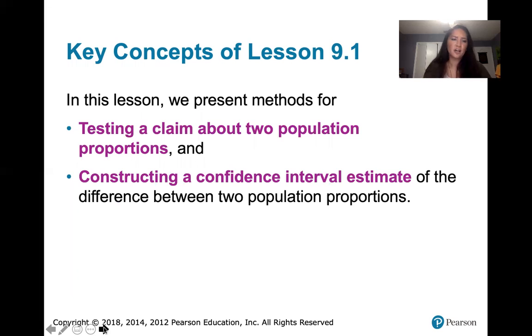After all of that, we'll talk about what to do when the requirements for using these methods are not met. So we do have a short list of requirements. If they're not met, it turns out that there are things that we can do to test a claim about two population proportions or construct a confidence interval estimate. And we'll talk about those at the very end of lesson 9.1.